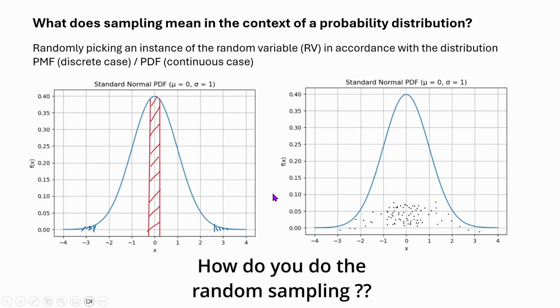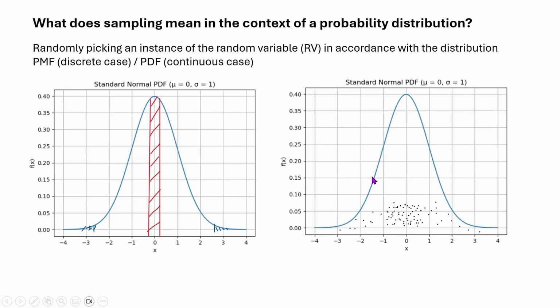Now the question is, how do we do the random sampling? Now, the obvious answer is you can use a library. You can tell the library how many points you want. You can also tell the library what your PDF or probability density function is, and the library will do the work for you. But if you really want to understand how the library is doing this, bear with me.